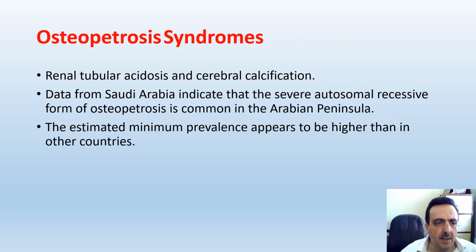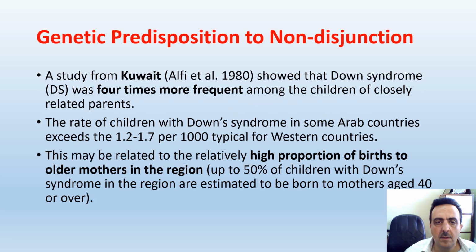Osteoporosis, which is clinically characterized by renal tubular acidosis and cerebral calcification, is also quite common here in the Arab world, particularly in Saudi Arabia and the Arabian Peninsula, and the rate of the mutations of osteoporosis is a bit higher than in other countries in the world. Non-disjunction syndromes like Down syndrome were reported 4 times or more in Kuwait and Saudi Arabia, and probably this high rate goes to mothers giving birth to their babies at the age of 40 or over 40 years old.